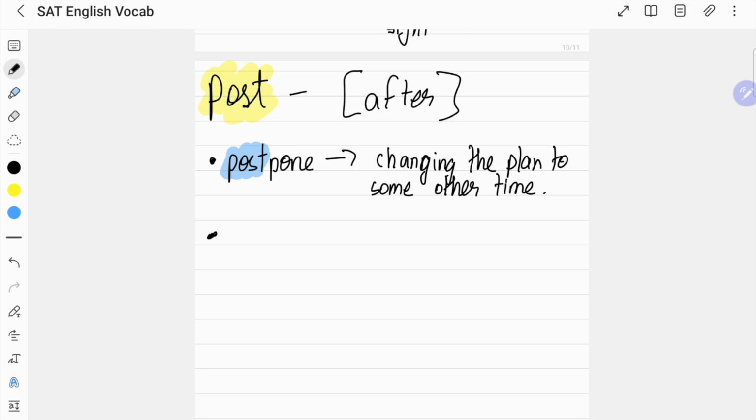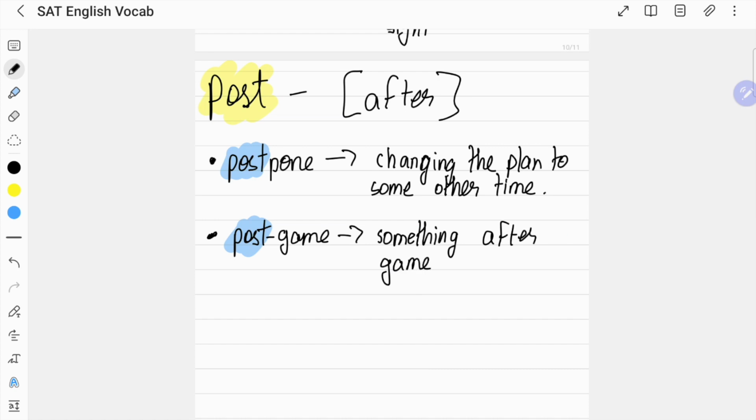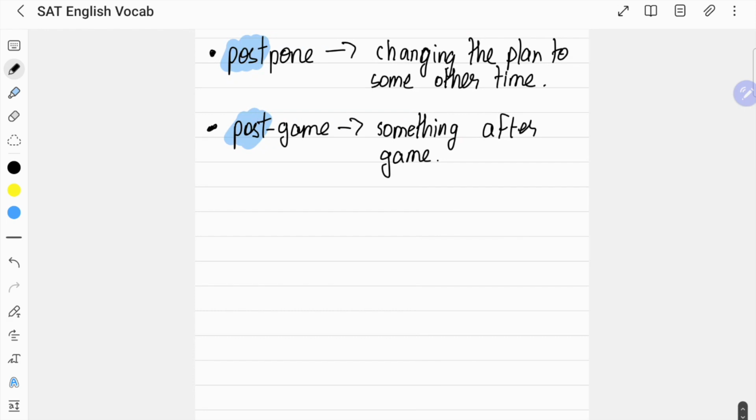Another word we can use is maybe post game. Let's say a post game interview with a football player. Pretty easy. So it shows something after a game. Here something can be an interview or maybe a challenge or something.